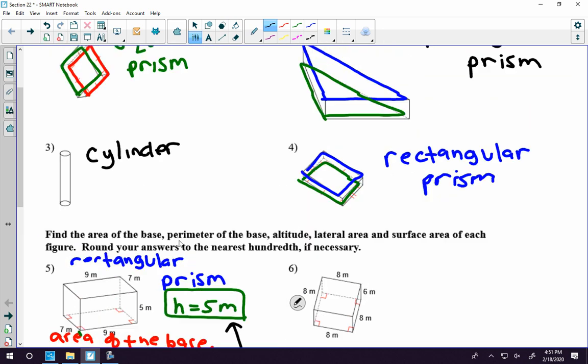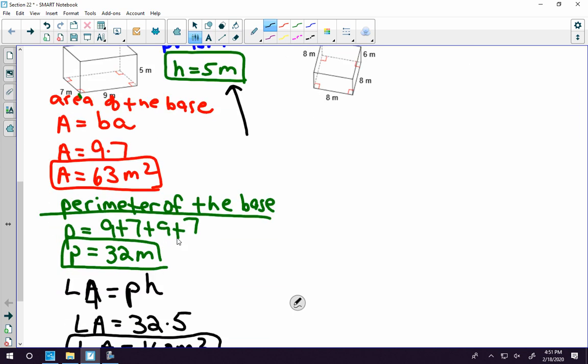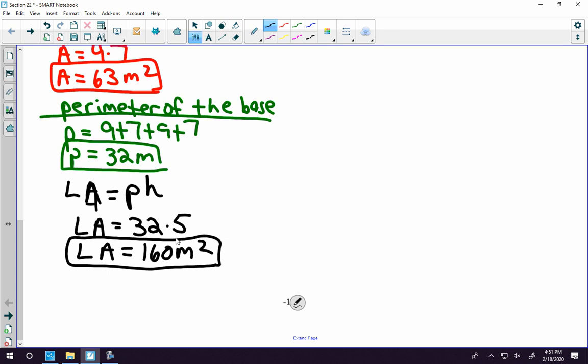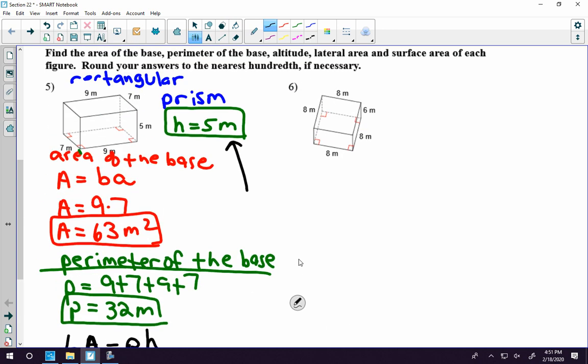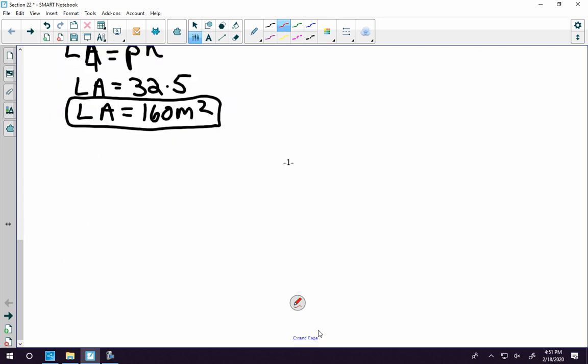Now, last but not least, it says now find the surface area of each figure. Okay, so our surface area, or total area, is, we just found the area around this rectangular prism. All we have to do is take the area of the bottom base and the area of the top base and add that on to our 160 square meters value, which was the lateral area, and that will give us the total area, or surface area.